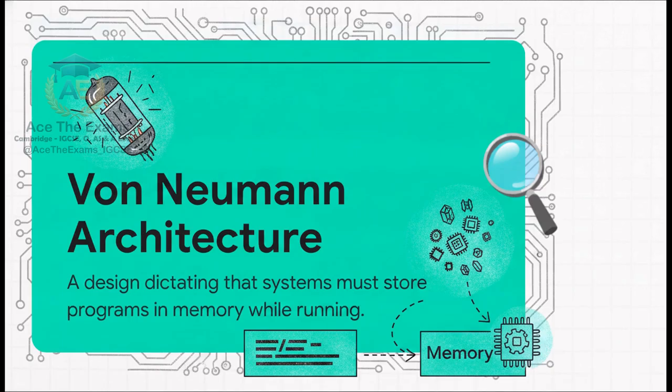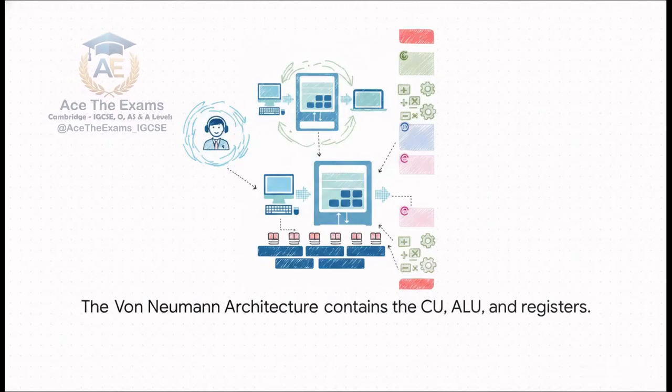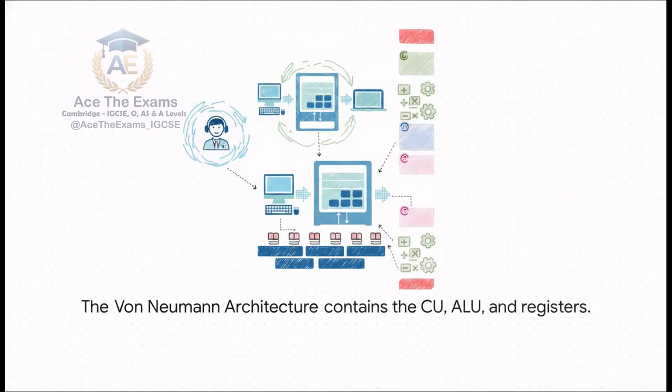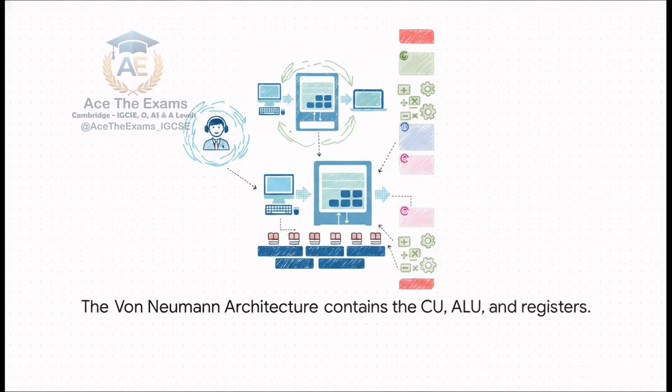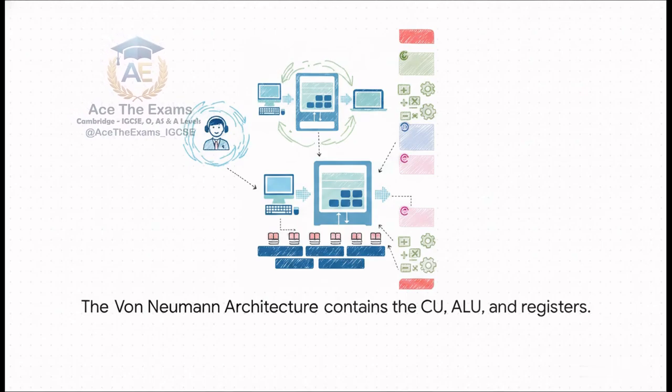The core rule of the von Neumann architecture? To work effectively, computer systems absolutely must store their programs in memory while they are actively running them. When you look at the central processing unit right there in the middle of this architecture, von Neumann noted that the microprocessor contains a few distinct crucial parts.